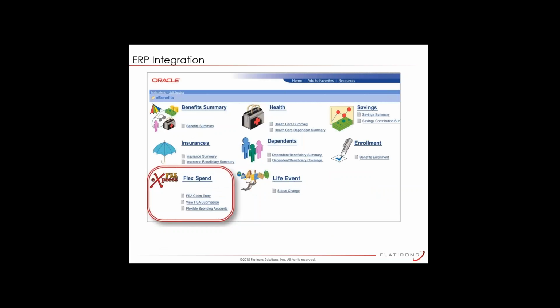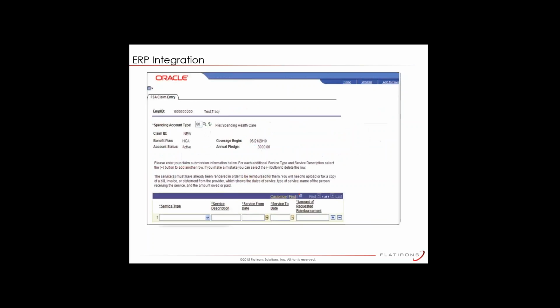So I'll give you just an example of an integration. This particular one is with PeopleSoft, but we've done similar integrations with a number of other ERPs. This is actually a PeopleSoft interface where an individual is trying to input a claim against a flex spending account. So the employee can come in and click the entry. They fill out a standard ERP form around what the service was for and the amount and the date. And then obviously it's important that they are able to upload their actual receipt.